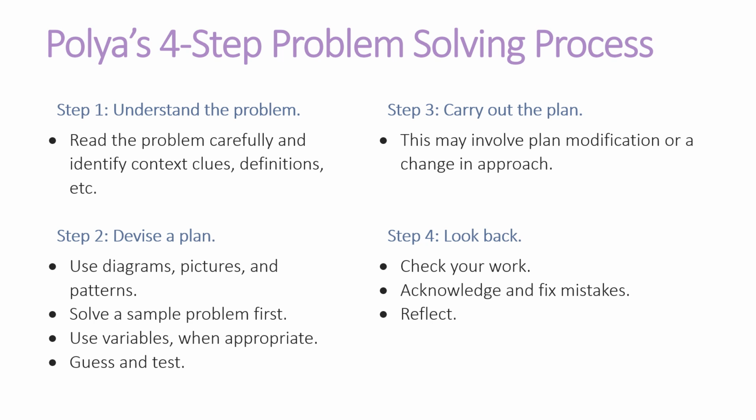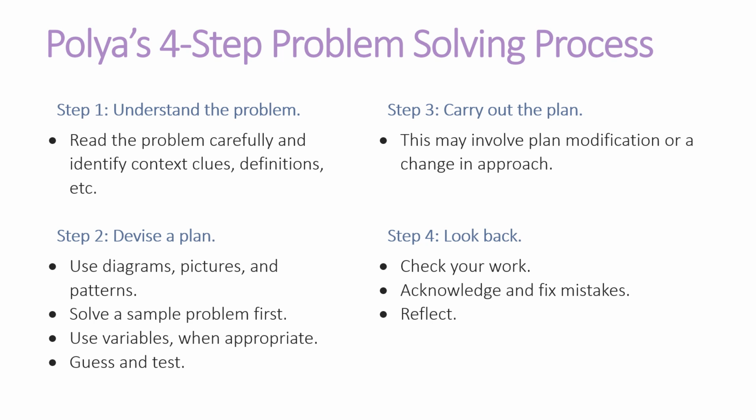All right, so this is our four-step process. The first step is to understand the problem. Step 2 is to devise a plan. Step 3 is to carry out the plan. And then step 4 is to look back and reflect. All right, so understand the problem, devise a plan, carry out the plan, and then look back.